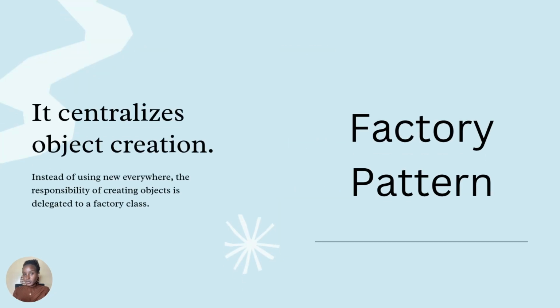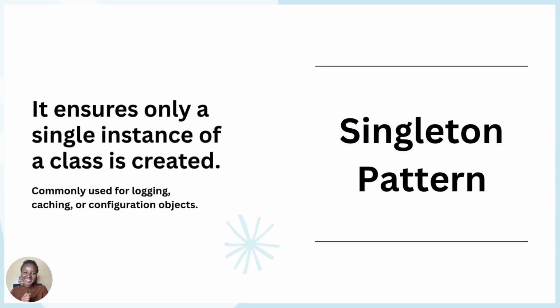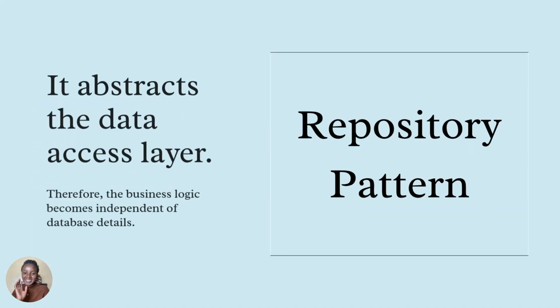So let's see, what is factory pattern? Basically what factory pattern does is it centralizes object creation. Instead of using the new keyword everywhere, every time I want to instantiate a class, the responsibility of creating objects is delegated to a factory class. We're going to see that. Singleton pattern ensures only a single instance of a class is created. This is commonly used for logging, caching, configuration objects. Also, we'll see an example of that.